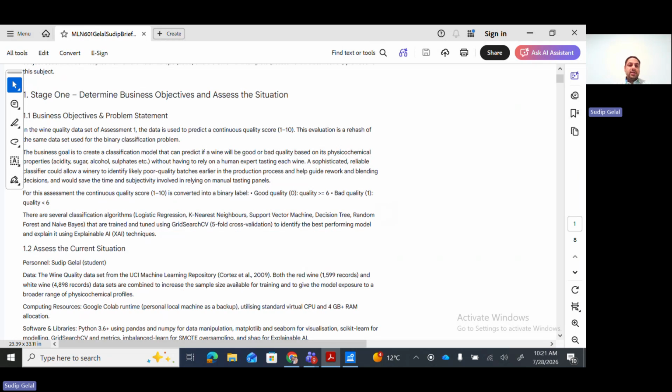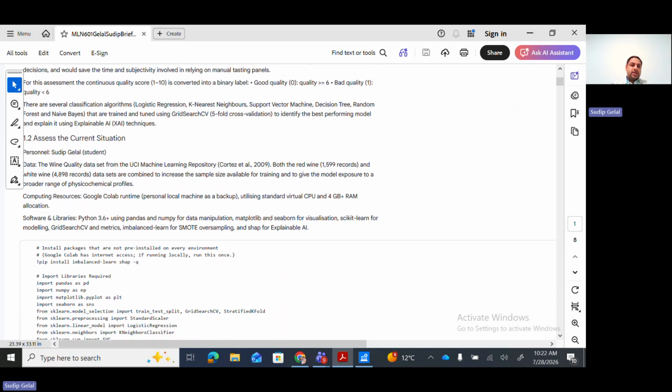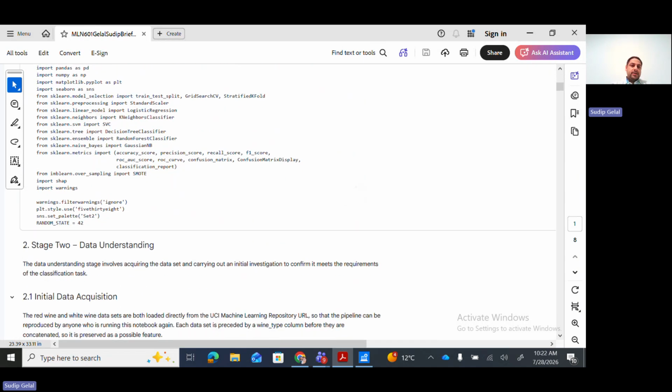The original quality scores range from 1 to 10, but I converted them into two classes. Good wine for score 6 or above, and bad wine for score below 6. This makes the model easier to use in real business situations. In the first stage, I also talk about assessing the current situation.